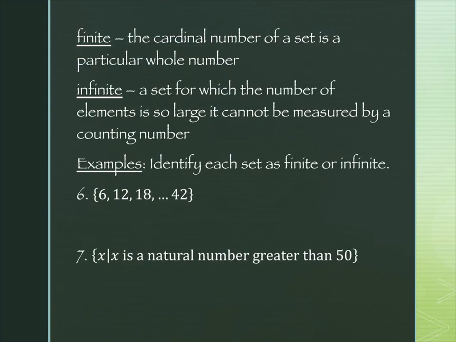Okay, so I mentioned earlier infinite and finite, and so we're going to take a look at that description. A set is finite if the cardinal number is a particular whole number. It can be a big whole number. Doesn't matter if it's big or small, but it's considered finite if there's a whole number that can be representing it. Infinite is a set that's so large it cannot be measured by a counting number. So these words finite and infinite here, in terms of linguistics that you're familiar with, are exactly what you're familiar with. They're not any differences, kind of like irrational and imaginary are. They don't work like that. They're actually what you mean in English.